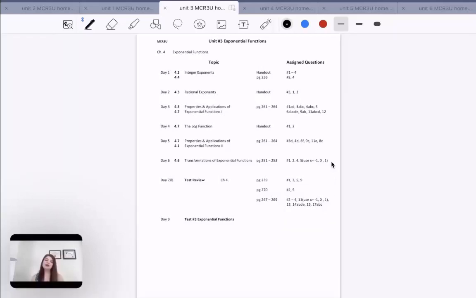Hello, everyone. Welcome back. So, today I'm going to be talking about exponential functions. Today, we're mostly going to be talking about specifically integer exponents and integer exponent laws and how to use those. So, let's get into it.